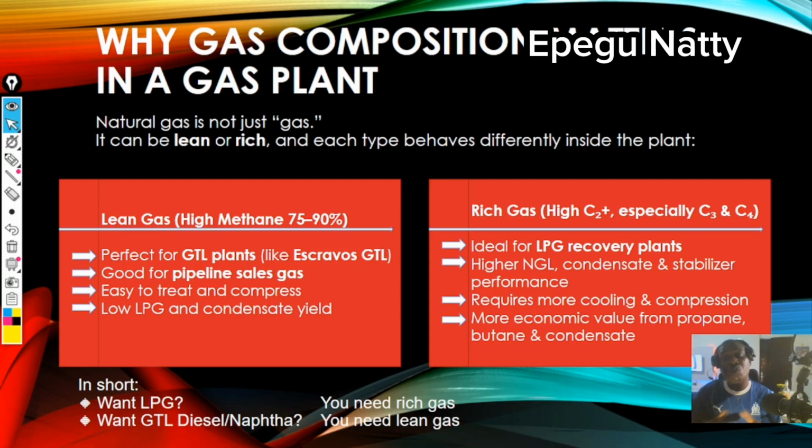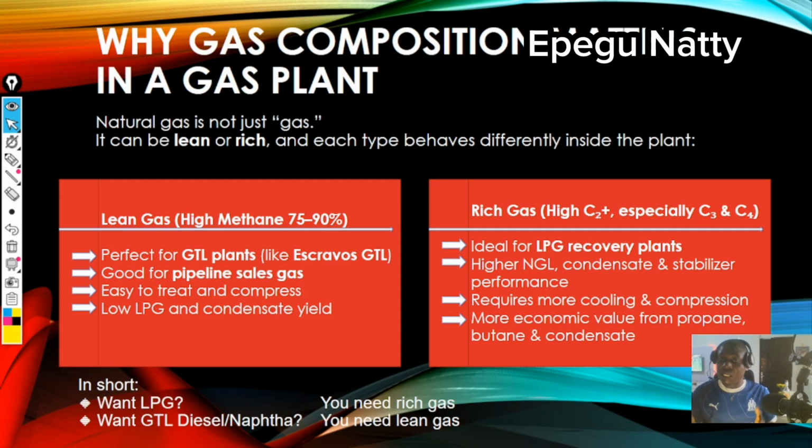So why does gas composition matter in a gas plant? We've been talking about this, but let's still break it down. Natural gas is not just a gas. Hope you understand what this means. Natural gas is not just a gas, because it is categorized as lean gas or rich gas. We can just use these two terms, either rich gas or lean gas, and each type behaves differently in the gas plant. This keeps coming up often, right? These two behave differently when you're refining.